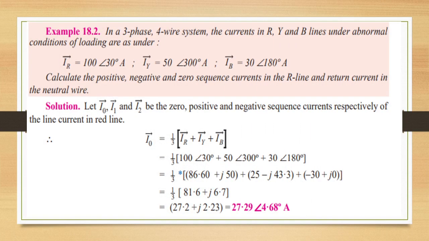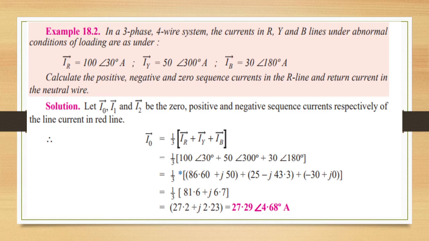In a three-phase four-wire system, currents in R, Y and B lines under abnormal conditions of loading are as under. IR is 100 angle 30 degree ampere, IY is 50 angle 300 degree, IB is given 30 angle 180. Calculate positive, negative and zero sequence currents in R line and return current in neutral wire.